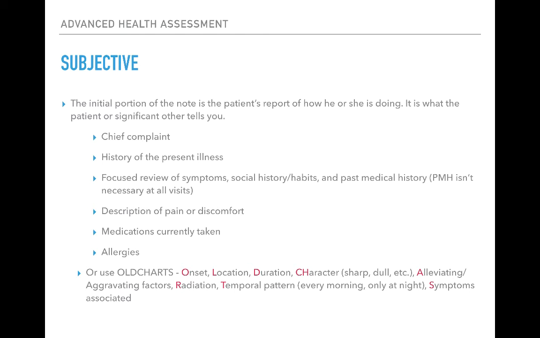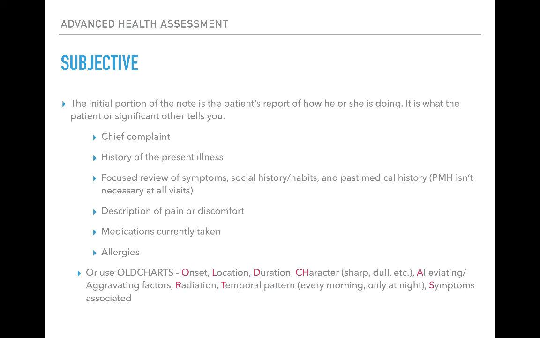And then you want a focused review of symptoms, a social history, and to know their habits, and past medical history. Remember that the past medical history isn't necessary on all visits. If you have an established patient, that you have a good medical record that has been maintained, then you're going to have the past medical history already documented. It's a good idea to make sure you note that you did review the chart. The focused review of symptoms is going to depend on the condition. Always make sure you know about their social history and their habits.